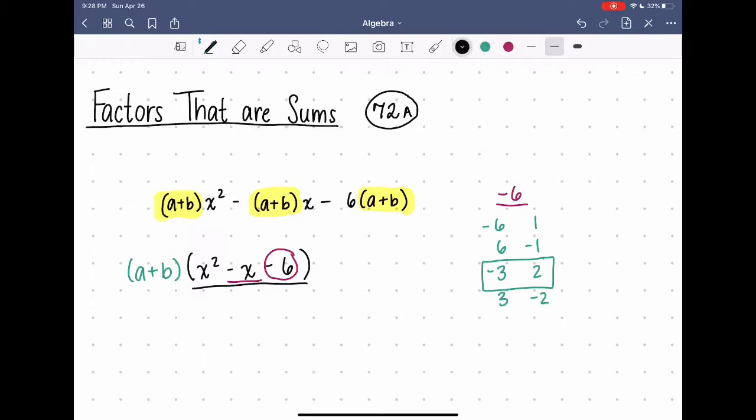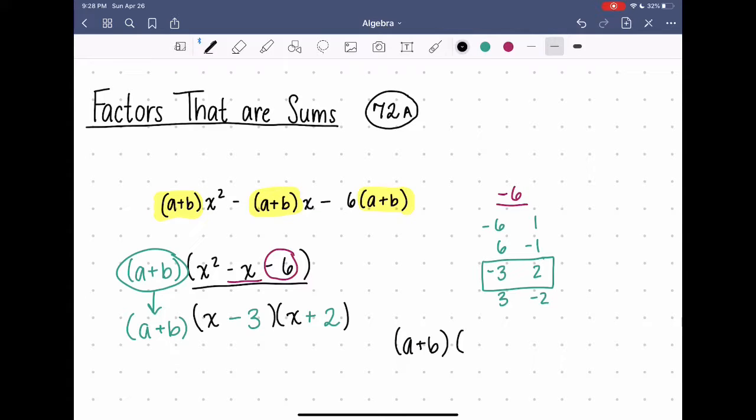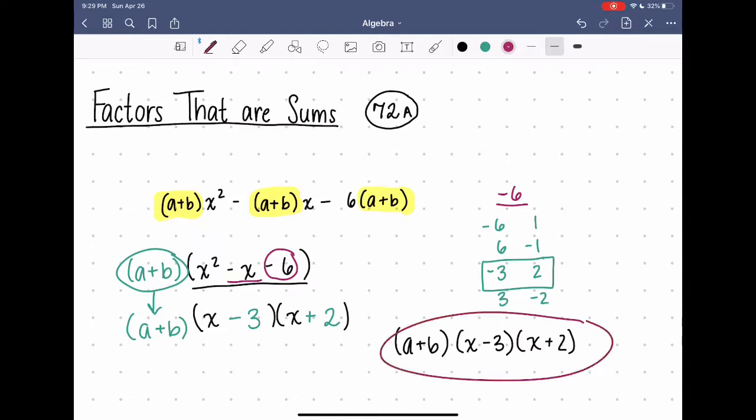So now that I know my factors, I can plug those back in over here. So I write my 2 parentheses. I know that my factors are -3 and a +2. And then I just cannot forget this thing, so I'm going to drag that right down here and make it a plus b again. So let me rewrite my final answer. I have an a plus b in parentheses, I have an x minus 3, and I have an x plus 2. And that would be my final answer.